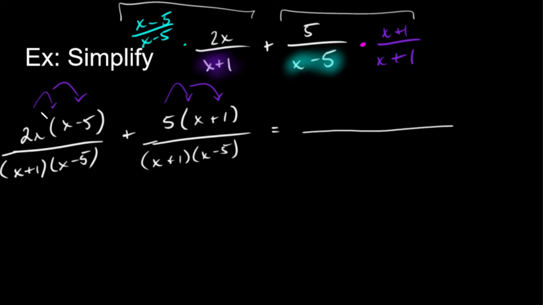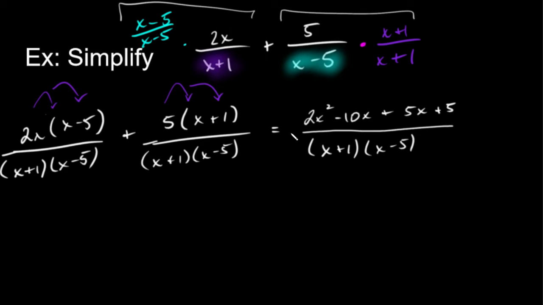Here, you've got 2x times x, which is 2x squared, and then 2x times negative 5, which is negative 10x. Then we have plus, so we don't have to worry about parentheses, 5 times x, which is 5x, and then 5 times 1, which is 5. And the denominator stays x plus 1, x minus 5. Remember, when you have a common denominator, which we do here, you don't need to move anything in the denominator. You just add across the top, or subtract if there's a subtraction sign here.